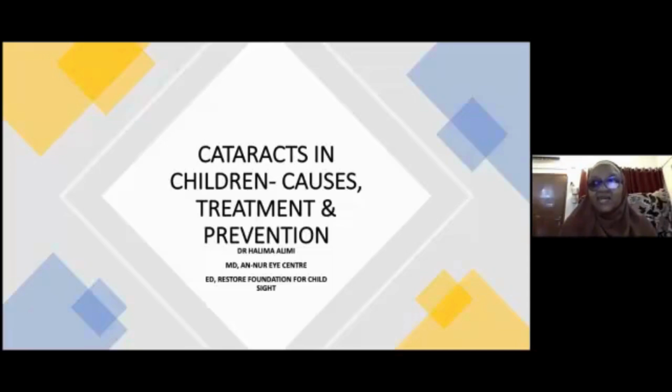I've often been asked, cataracts in children? People are used to talking about cataracts in elderly people. Indeed, we more commonly see cataracts in the elderly, but its effects are more devastating in children, and it does occur in children. And so this is what we're here to educate ourselves about today.